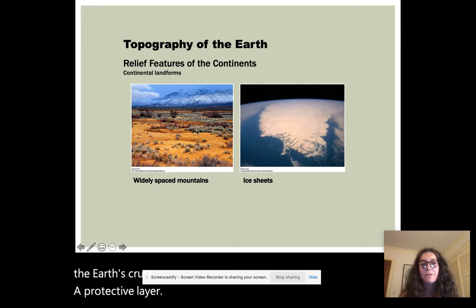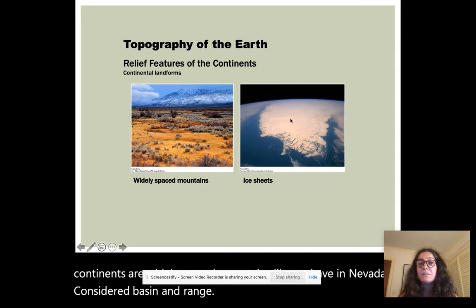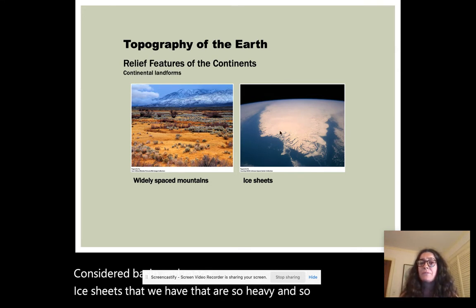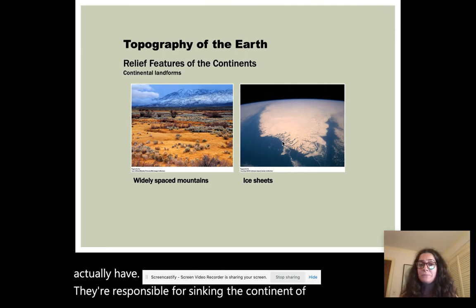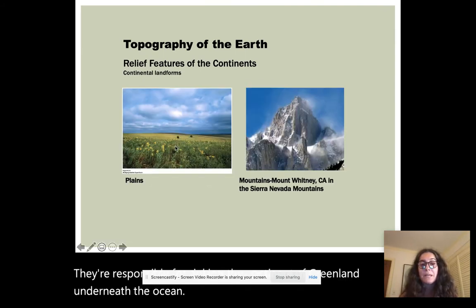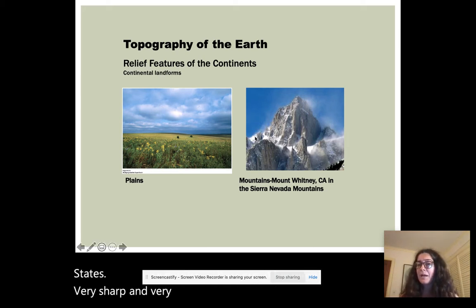Other items that are considered relief features of the continents are widely spaced mountains, like we have in Nevada, considered basin and range. Ice sheets that are so heavy and so vast that they are responsible for sinking the continent of Greenland underneath the ocean. Plains, which we have here in the middle of the United States. Very sharp and very young mountains, like the Sierra Nevadas in California.